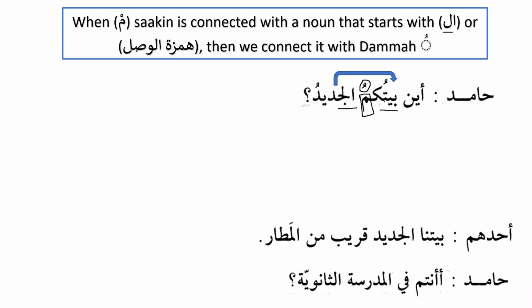So now we can see that baytu is definite and al-jadid is definite. Baytu is marfu and al-jadidu is marfu. Baytu is singular and al-jadid is singular. Similarly, baytu is masculine and al-jadid is masculine. We know that mawsuf and sifa must be equal in four properties of the noun. Now let's have a look at some other examples. For example, we say huwa akhuka al-kabiru.